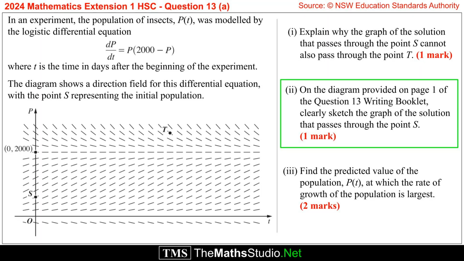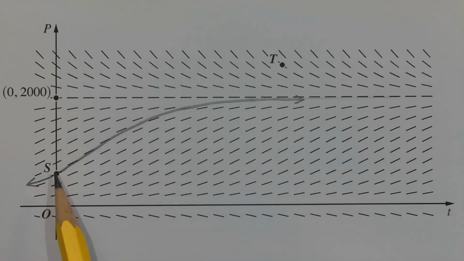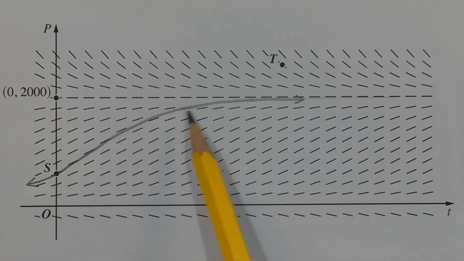Part 2. On the diagram provided on page 1 of the question 13 writing booklet, clearly sketch the graph of the solution that passes through the point S. When sketching the solution through point S, the curve should follow the general direction of nearby tangent lines. Here is my solution. I've started slightly to the left of point S.